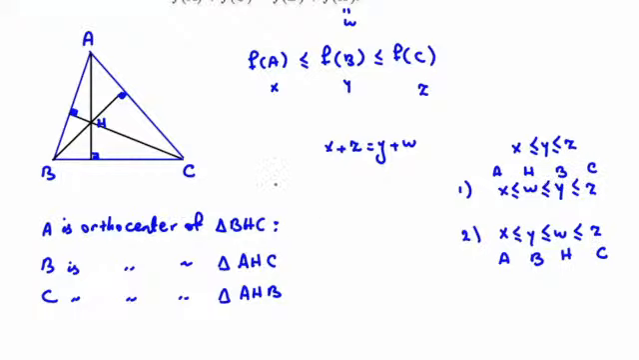So for BHC, for case number 1, let's first consider case number 1. In BHC, we know w plus, first one plus last one, equal to y plus x. Okay. And here, if we consider AHC, x plus z equal to y plus w, which is exactly this one. And the third one, AHB, in the first case, is x plus y equal to w plus z.